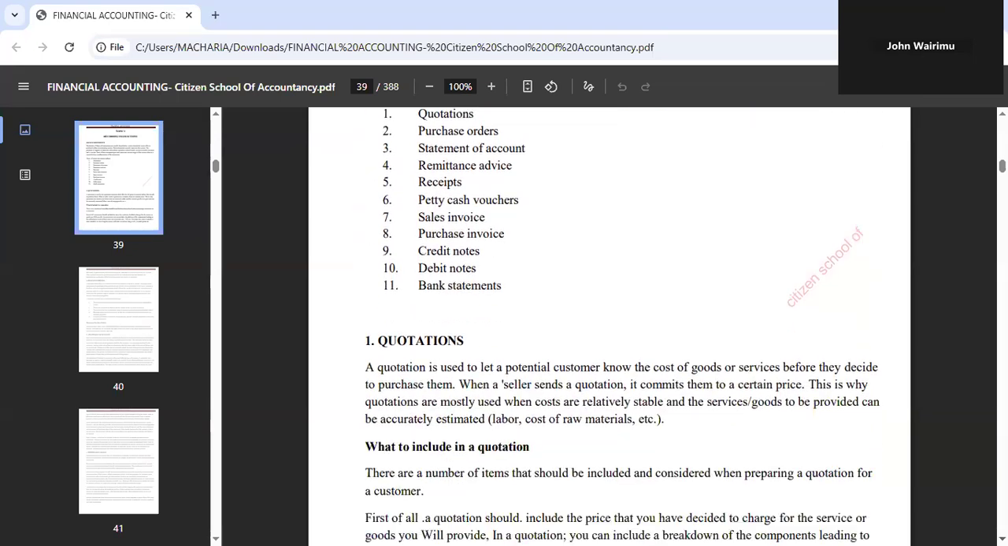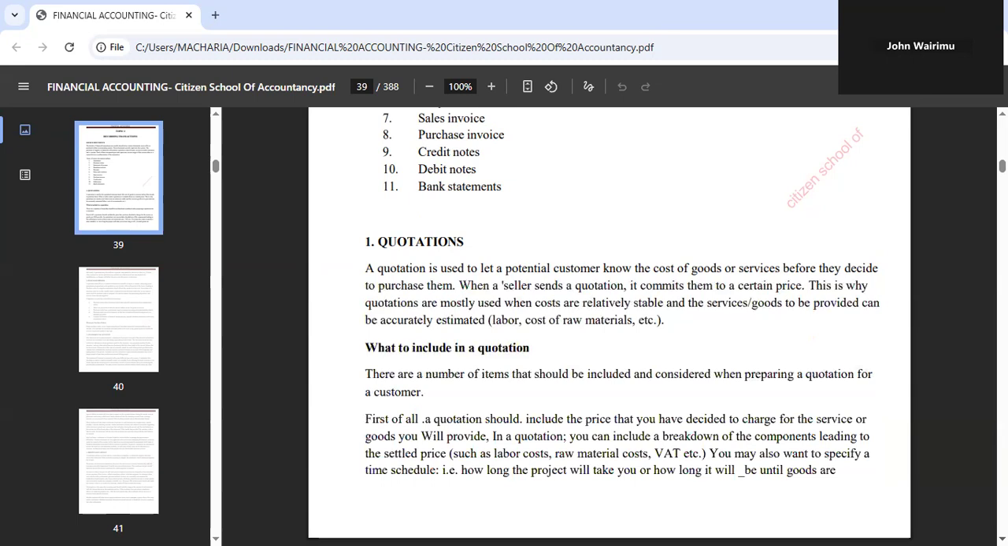Now, when it comes to quotation, a quotation is used to let potential customers know the cost of goods or services before they decide to purchase them. If you are bidding for a tender, you will be asked for a quotation, just a list of prices of goods that you store, so that they can decide whether you are going to win the tender or not. So basically, quotations give much information about the items that you are selling in respect to their prices.